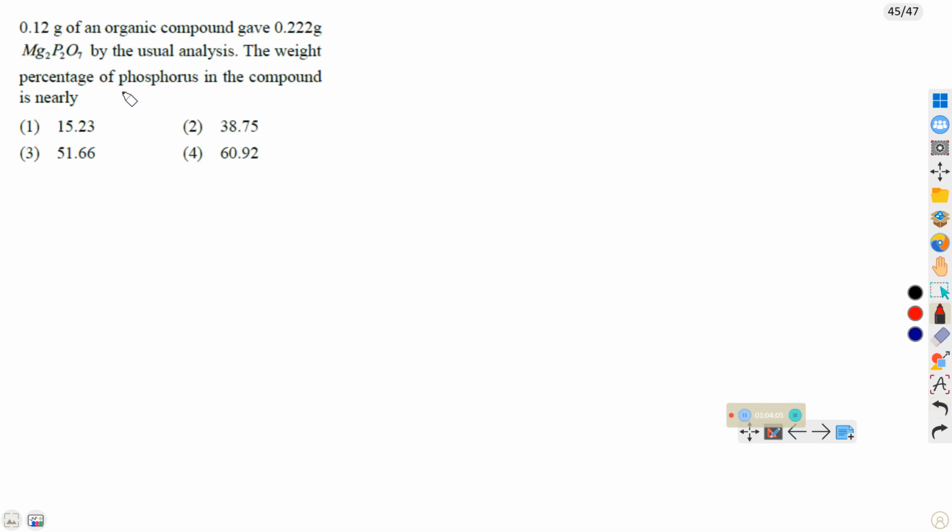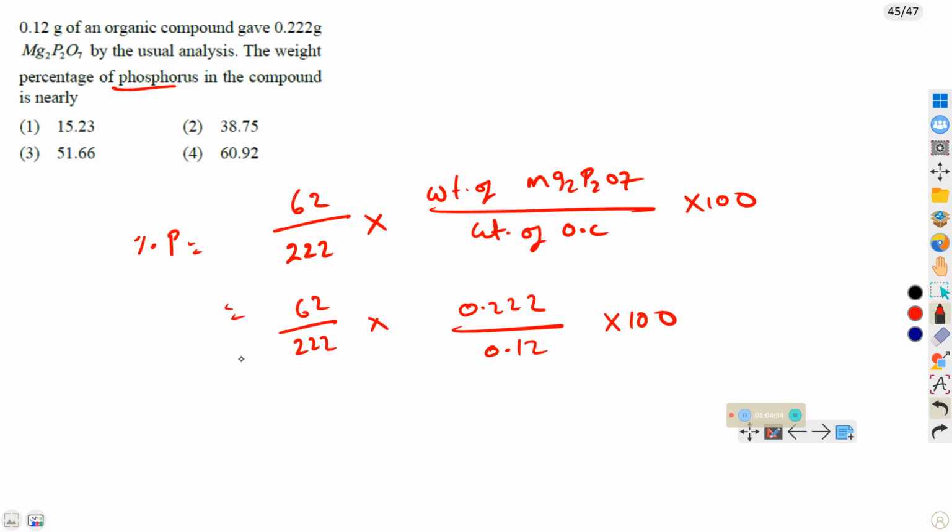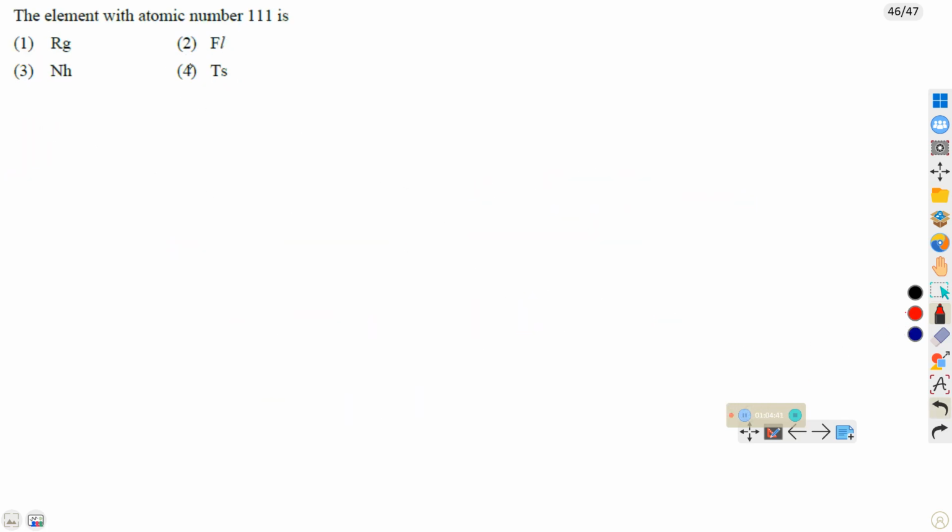Calculate the percentage of phosphorus. Percentage of phosphorus is equal to 62 by 222 into weight of Mg2P2O7 by weight of organic compound into 100. Simplify: 62 by 222 into 0.222 by 0.12 into 100. You will get 51.66. Third option correct. The element with atomic number 111 is roentgenium, Rg.